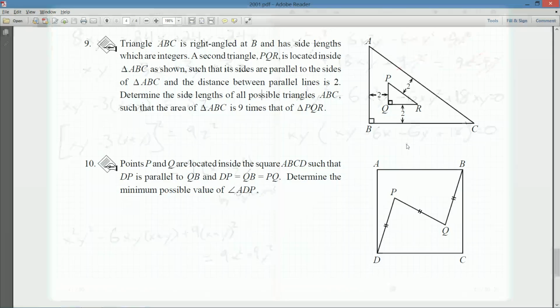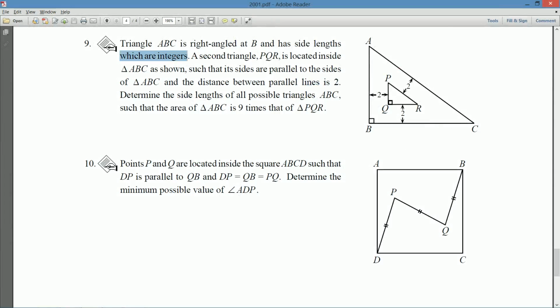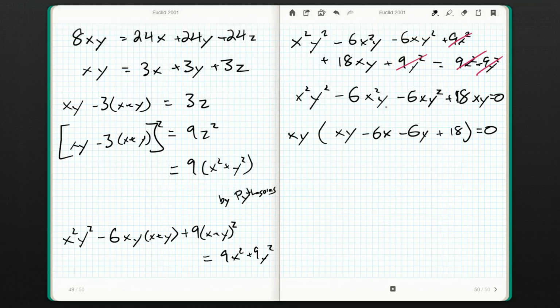So have we used every piece of information? The distance between the parallel lines is 2. That gave us the height of the trapezoid. We know that we're going to be shooting for integers. And we've used the fact that they're right angles to get us to eliminate z. I think we're all set. We just need to figure out what integer values of x and y solve this mess.